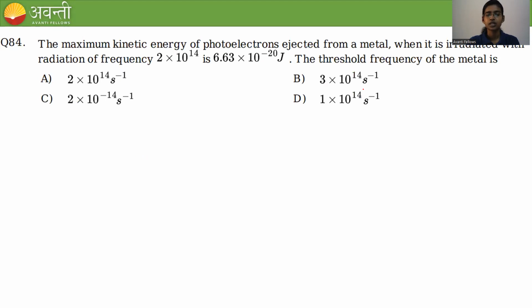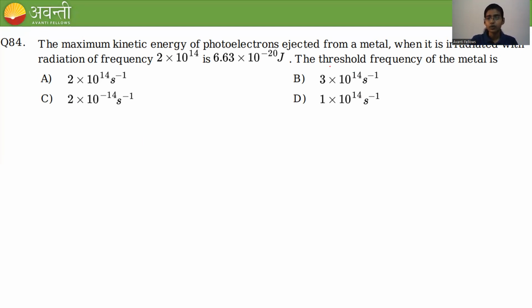Then coming to question number 84. The maximum kinetic energy of photoelectrons ejected from a metal when it is irradiated with radiation of frequency 2 into 10 power 14 is 6.63 into 10 power minus 20 joule. The threshold frequency of the metal is? So what we have to find out? We have to find out the threshold frequency.